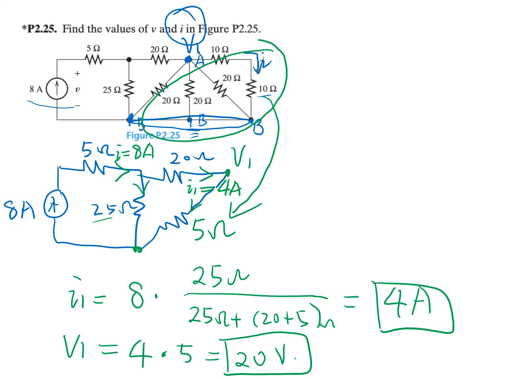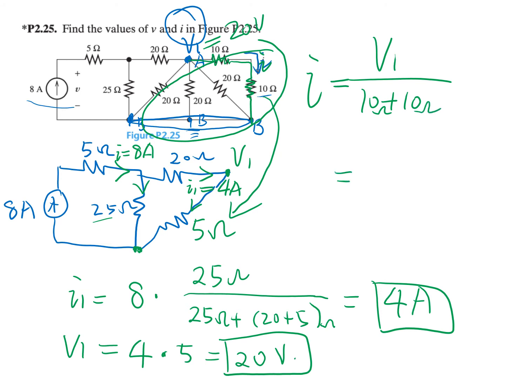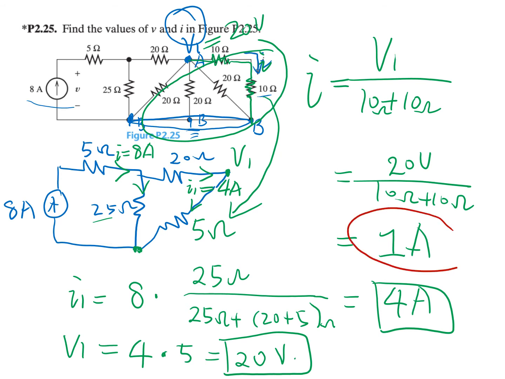So we have V1 as 20 volt. We then use Ohm's law again to find the current I here. So that's going to be I is equal to V1 over 10 plus 10 ohm. That's 20 volt over 10 ohm plus 10 ohm, and you are going to get 1 amp. So the final answer for I is 1 amp.